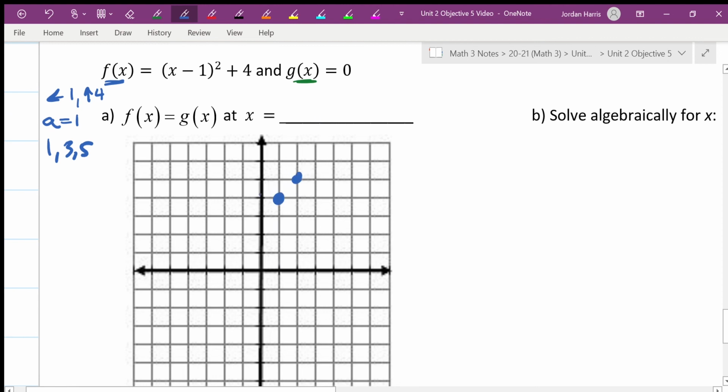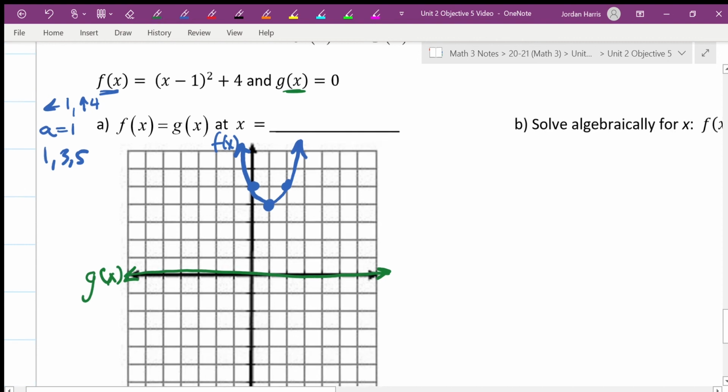So right 1, up 1, 2, 3, 4, over 1, up 1, over 1, up 3. That's off the graph, so I don't have to put it. Over 1, up 1, over 1, up 3. Same thing. So I draw in my u. That is f of x. g of x equals 0. That's a line right there.